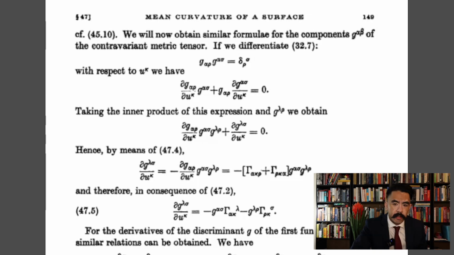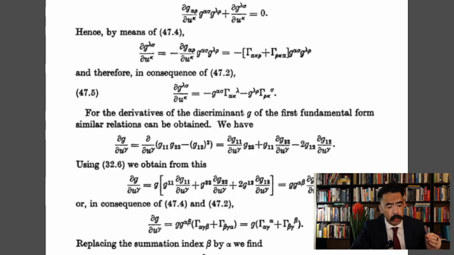Hence, by means of the relations for partial derivatives of the coefficients of the first fundamental form given in terms of Christoffel symbols of the first kind, we have that ∂g^λσ/∂u^κ = -∂g_αρ/∂u^κ g^ασ g^λρ = -(Γ_ακ,ρ + Γ_ρκ,α) g^ασ g^λρ, and therefore, in consequence of the relation for Christoffel symbols of the second kind, ∂g^λσ/∂u^κ = -g^ασ Γ^λ_ακ - g^λρ Γ^σ_ρκ.